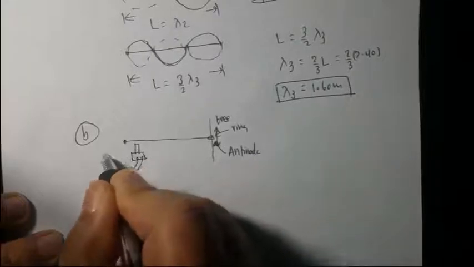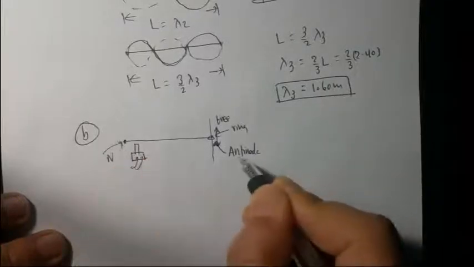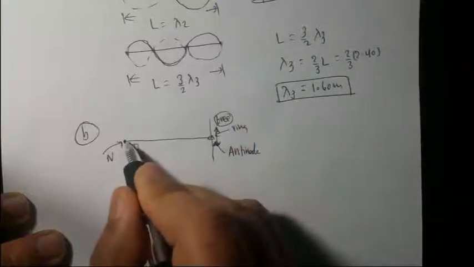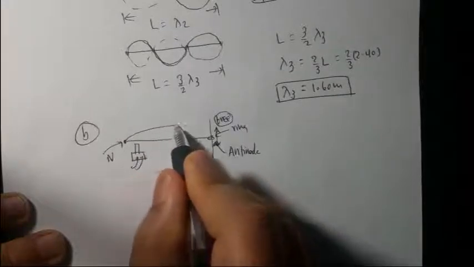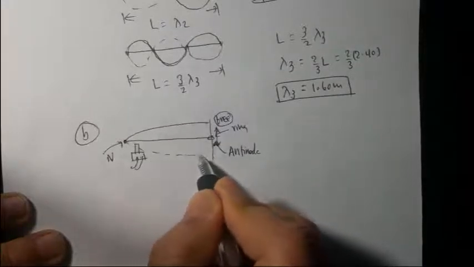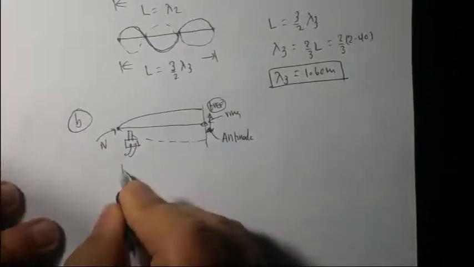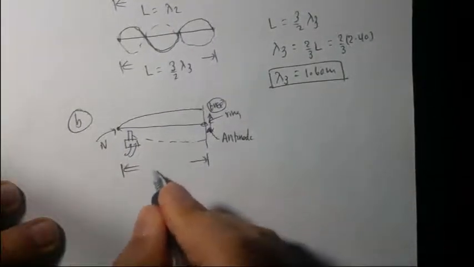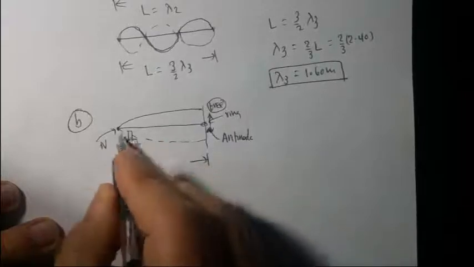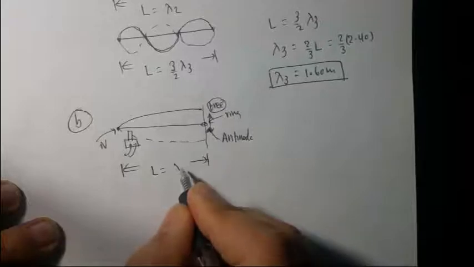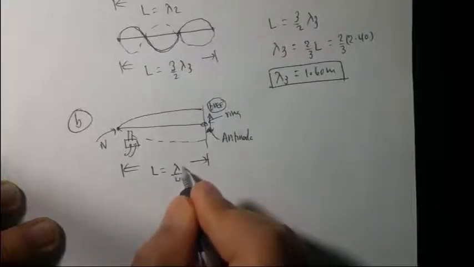This should still be the position of a node. This should be the position of an antinode. Why? Because this is free to vibrate, right? So then what's the first possible frequency? This has to be a node, this has to be an antinode. So this is the first possible standing wave. So then what's the boundary condition? So length has to be equal to the node to antinode distance, which is lambda by 4, right?